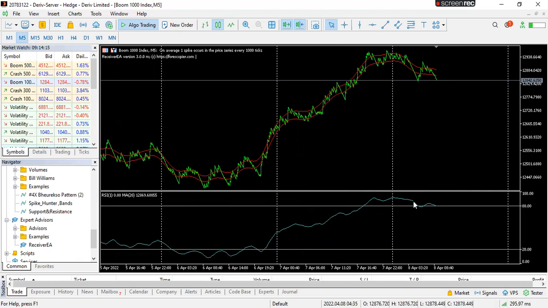But going by RSI, this is why I said it is dangerous to use this on Boom and Crash. Going by RSI here, it looks like it's going to sell. But of course, you want to wait for it to come outside, so you don't enter yet. Look at this one. When it broke up inside, look at the buy. So that's just my own advice.